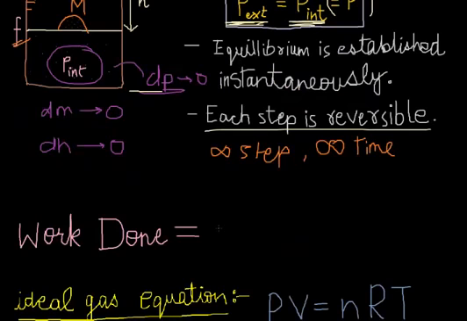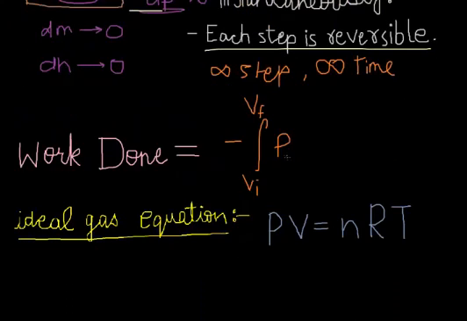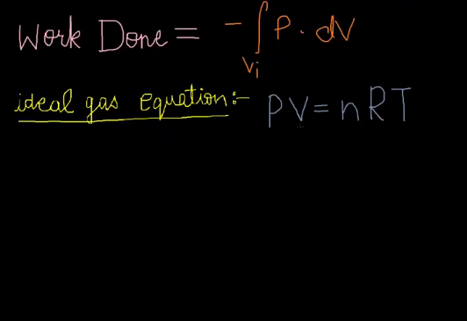So we can say that the work done in this process is minus integral from V initial to V final of P external dV, and as I have shown you here, P external is equal to P. Now we move on to the ideal gas equation. Here the ideal gas equation is PV equals nRT, where P is the pressure, V is the volume, n is the number of moles of gas trapped inside the cylinder, R is the universal gas constant, and T is the temperature.